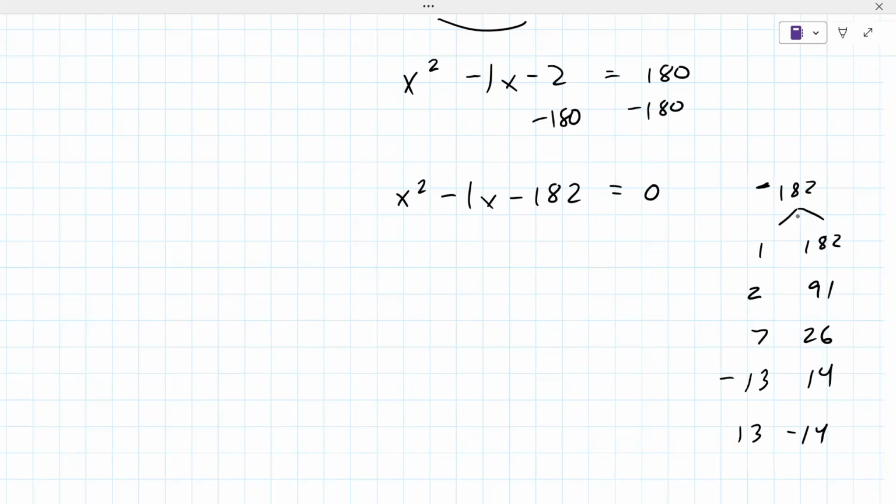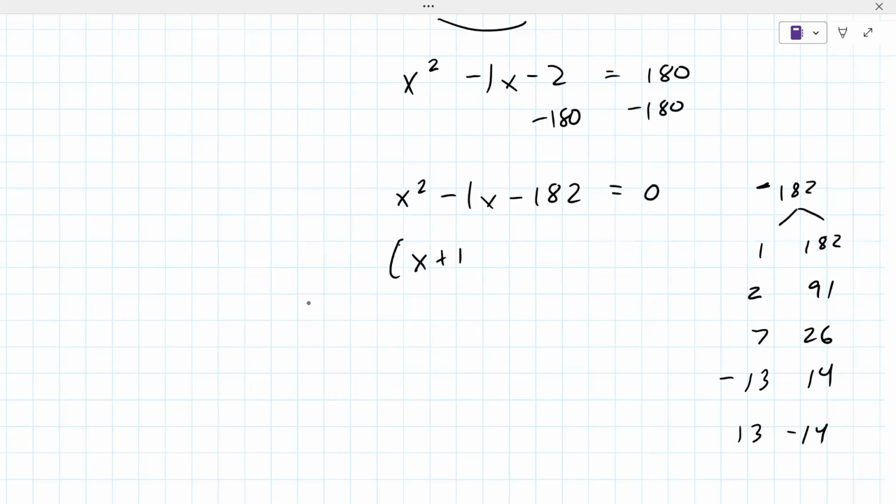26 works, but that's just looping around. We want them to be one apart. That's why I stopped at 13 and 14, because they're exactly one apart. So 13 minus 14, or is it minus 13 plus 14? Which one gives you -1? It would be a negative 14 and 13.